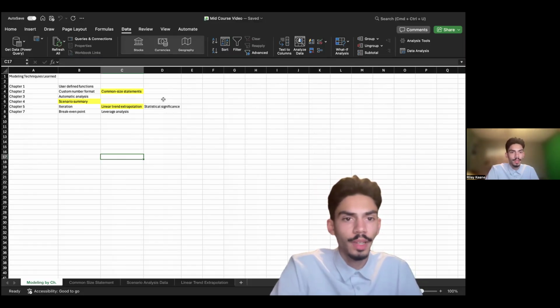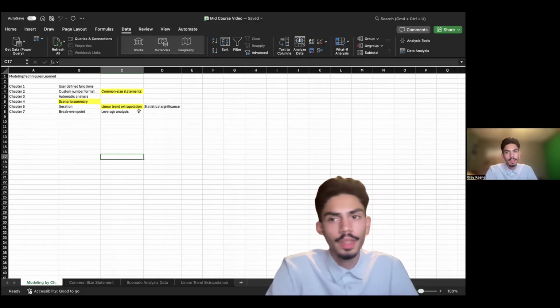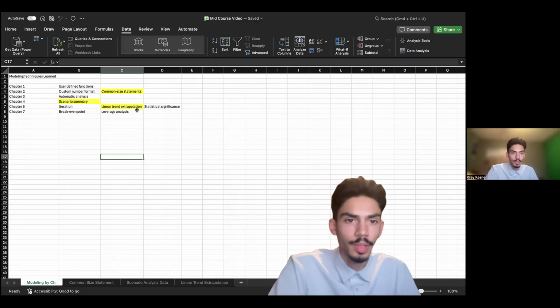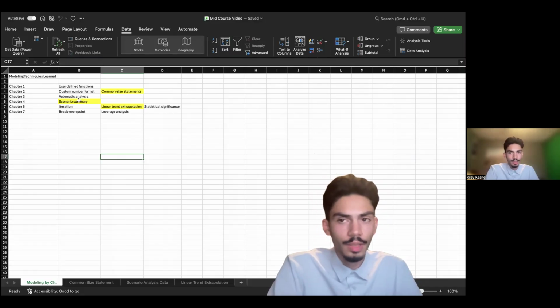So here I have listed some of the primary concepts that I've learned for each chapter, and I've highlighted the concepts that I'm going to be going over today. So first, I'm going to be doing the common size statements. Second, I'm going to be doing the scenario summary. And third, I'm going to be going over the linear trend extrapolation.